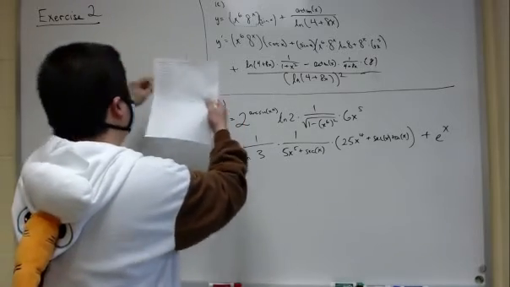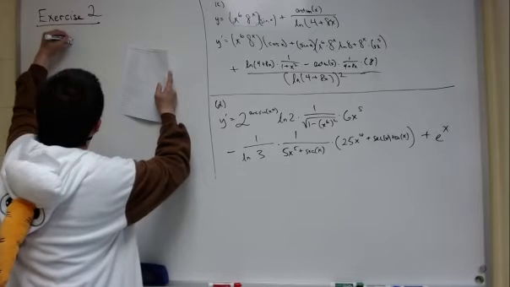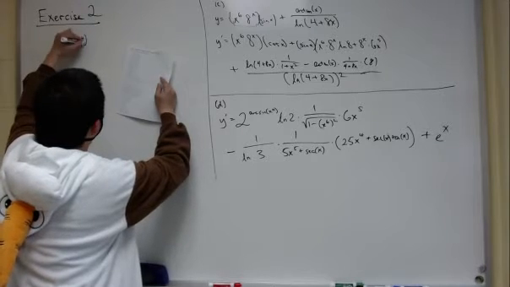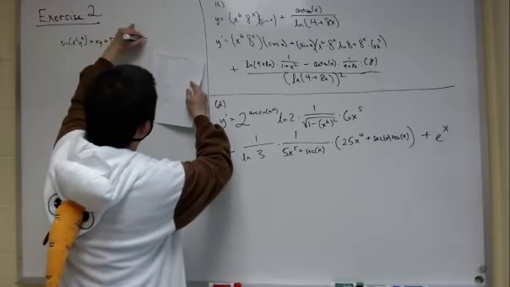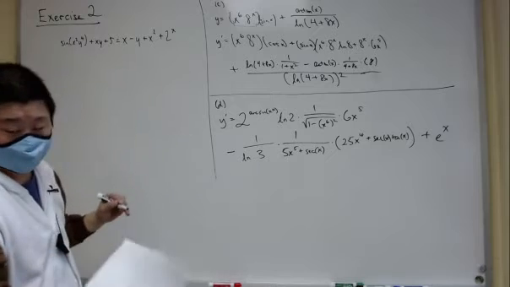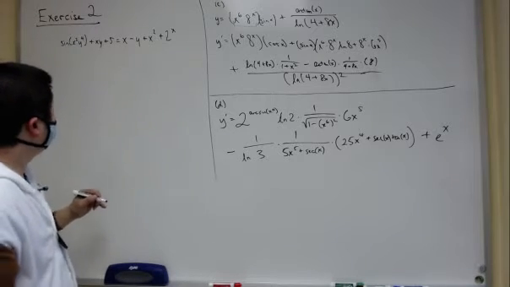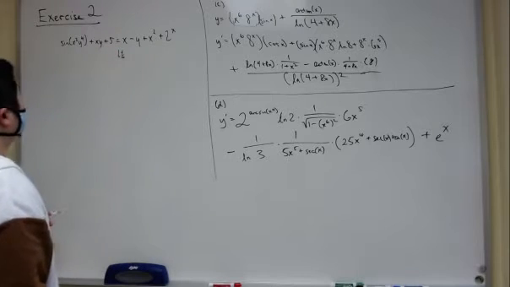Part E, so we're supposed to take this equation, sine of x squared y to the 4th plus xy plus 5 equals x minus y plus x squared plus 2 to the x, and find dy dx. Y depends on x. So we're going to implicitly differentiate. So we're going to do a derivative with respect to x on both sides.